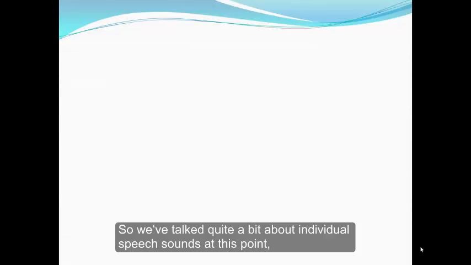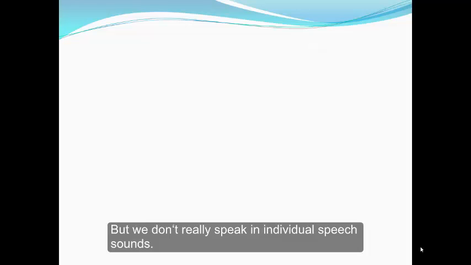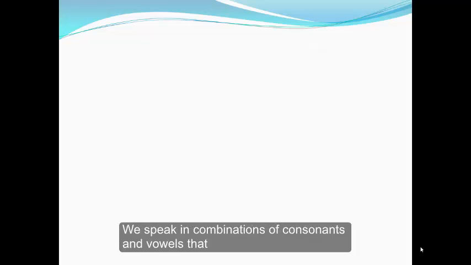So we've talked quite a bit about individual speech sounds at this point, and we've developed a way of classifying these sounds and a symbolic system that we can use to represent each individual speech sound as we hear it. But we don't really speak in individual speech sounds. We speak in combinations of consonants and vowels that alternate with some regularity. In fact, thinking about consonants and vowels, it's pretty rare to have more than 3 or 4 of either one of these types of sounds in a row without at least one of the other type of sound occurring.